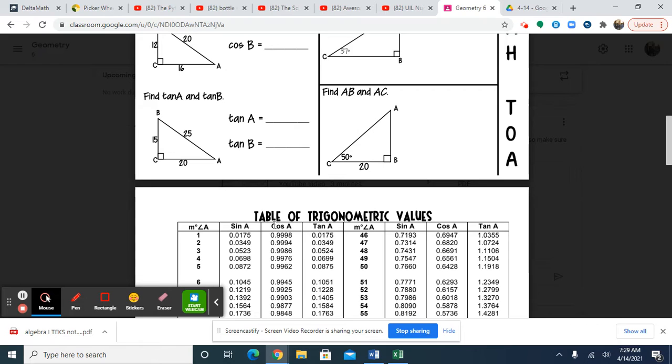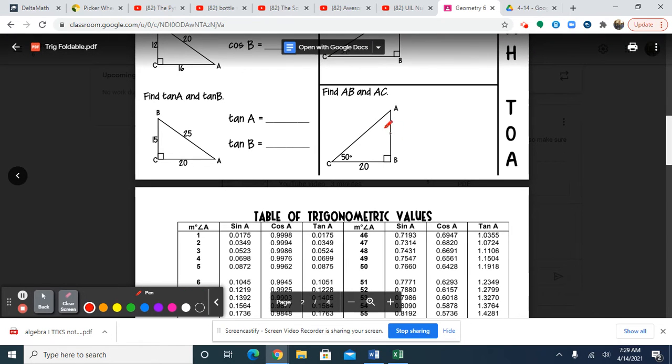And finally, we have AB and AC. So now we have one of the legs, but we're missing the hypotenuse. So let's go ahead and label that as Y. So right away what we can do is we have the opposite side and the adjacent side. So we can actually use tangent. Tangent of 50 is equal to the opposite side x over the adjacent side 20.